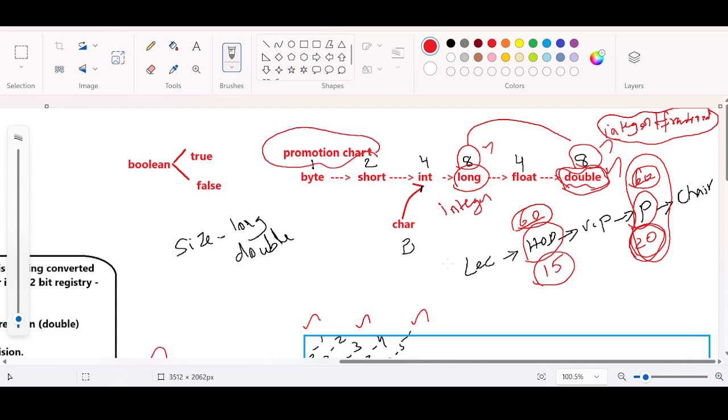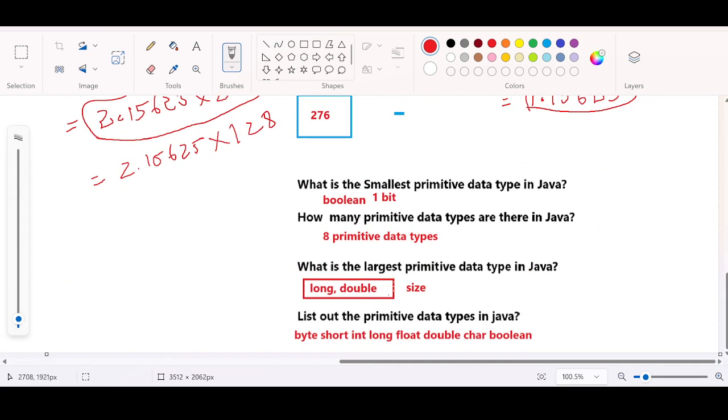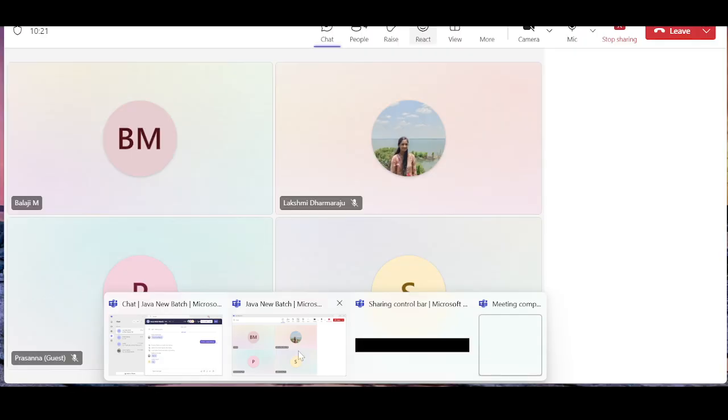The question should be, in what context you are asking. If you are asking about the size, I could say long and double. If you're asking about the promotion chart, then I could say it is double, only double. Are we clear so far? This is the answer. Yes, no, everyone? Are we good till here? Are you with me?